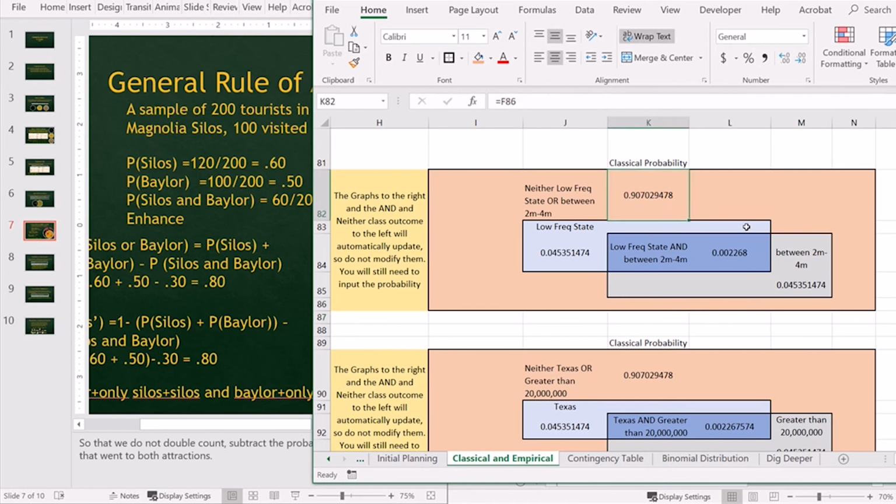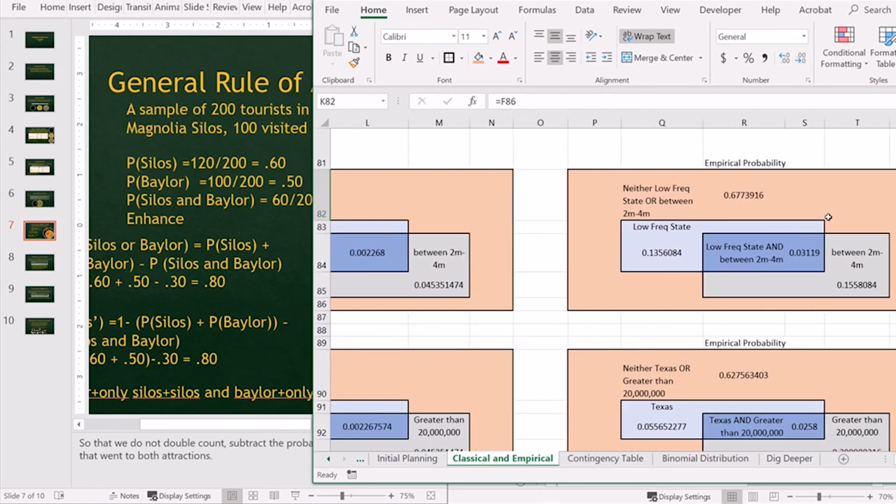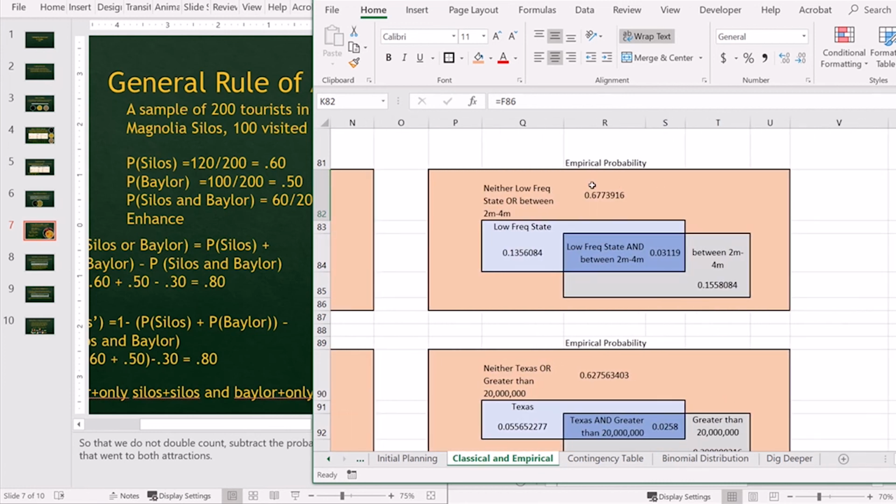So right here, you've got the classical probability of everything, and then you go over one more, and this is the empirical probability. So as you go through your worksheet for your project, you're going to be filling in the classical and empirical probability, and then the most important thing, because it can calculate it for you, is that you've got to interpret it, interpret what it says, interpret what it means. And when we look at this, what's our interpretation? What are we going to conclude about this information?